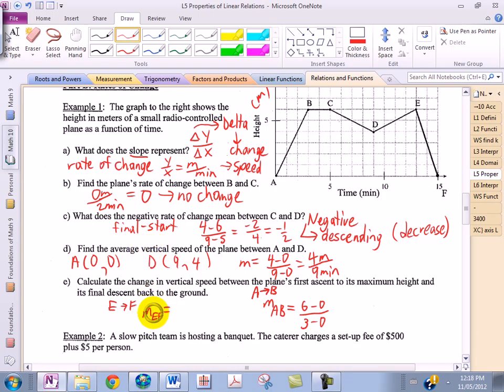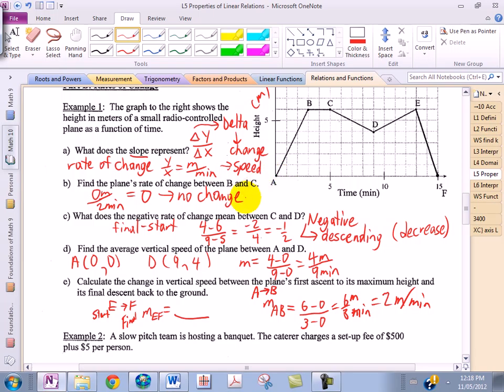That's why here, which point am I going to put first? I'm going to put F. So here you put your final point and your start point when you're doing subtractions. So this would be 6 over 3, 6 meters over 3 minutes, which is 2 meters per minute. The 0 is the initial point value from A, right? A's point is 0, 0.